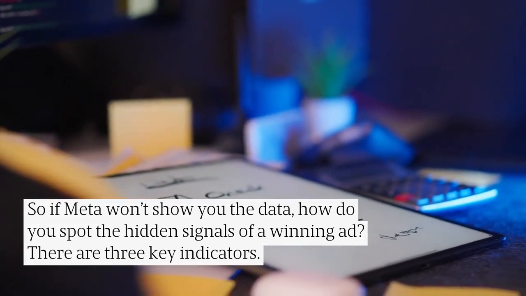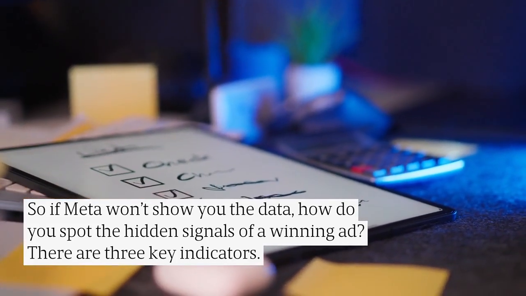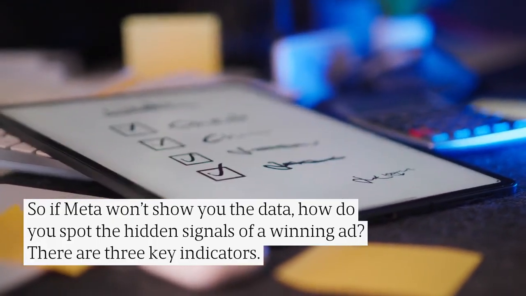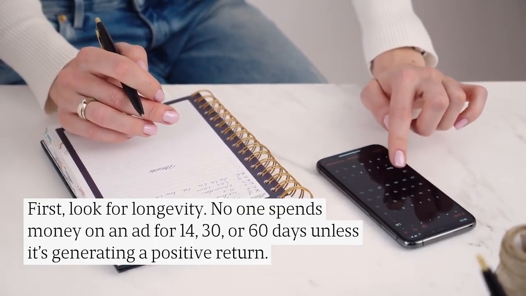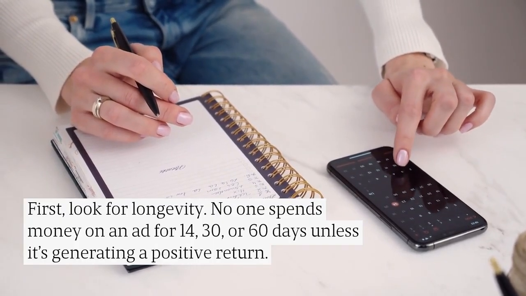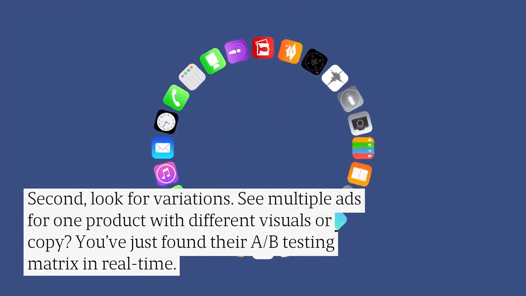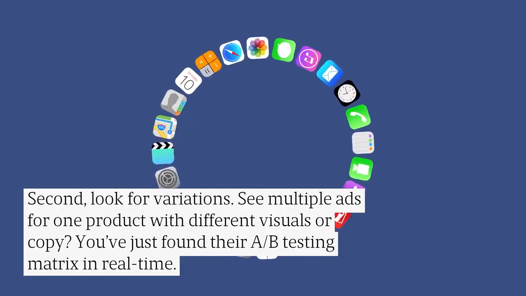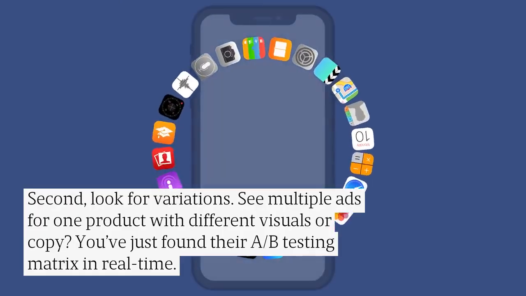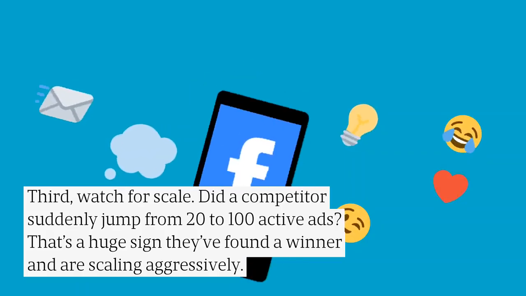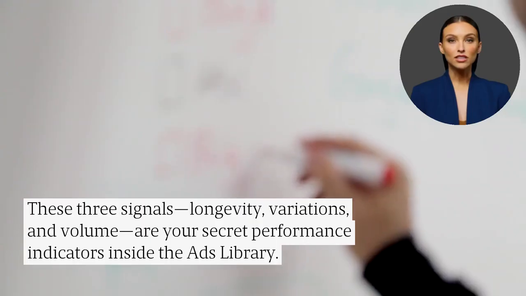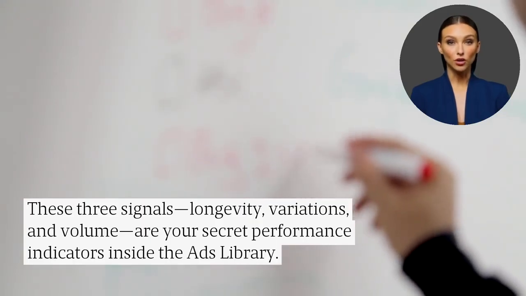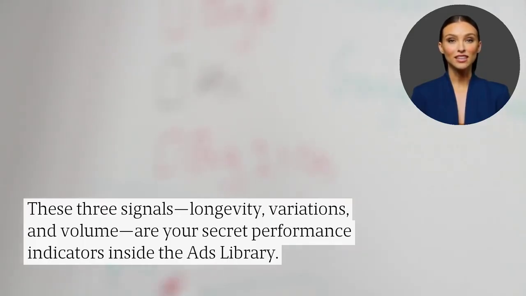So if Meta won't show you the data, how do you spot the hidden signals of a winning ad? There are 3 key indicators. First, look for longevity. No one spends money on an ad for 14, 30, or 60 days unless it's generating a positive return. Second, look for variations. See multiple ads for one product with different visuals or copy? You've just found their A/B testing matrix in real time. Third, watch for scale. Did a competitor suddenly jump from 20 to 100 active ads? That's a huge sign they found a winner and are scaling aggressively. These 3 signals, longevity, variations, and volume, are your secret performance indicators inside the ads library.